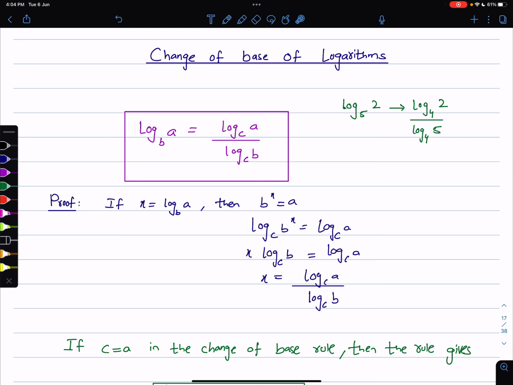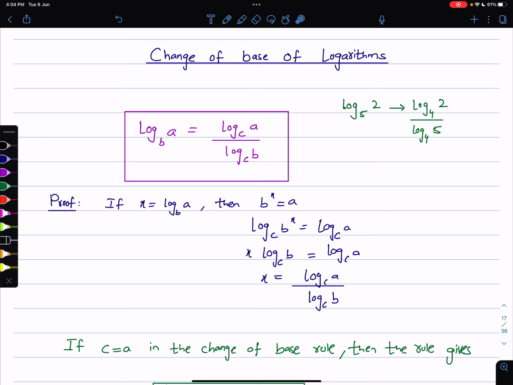So the rule says log to the base b of a can be expressed with a different base c by writing it as a fraction: log to the base c of a divided by log to the base c of the original base b. So that's our change of base rule.